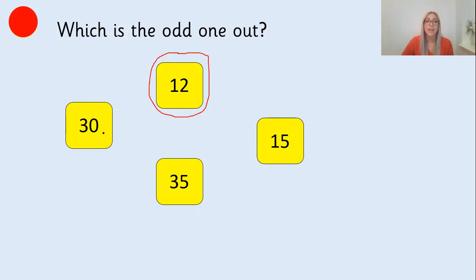Okay, next one. This one again is the odd one out because 30, 35 and 15 are again in our 5 times table. And 12 isn't because the last digit is a 2. 12 is a 10 and a 2. And we never say a 2 when we are counting in fives.